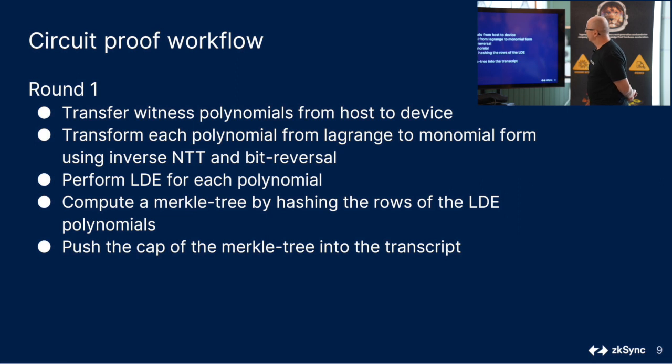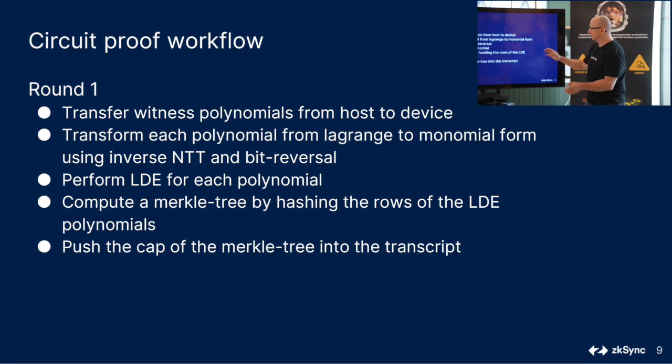I will try to go quickly through this. Round one is just about witness polynomials. We move the polynomials to the host, and do again this transformation. This type of operation you will see quite often. It's almost always the same: from Lagrange to monomial, bit reversal, LDE of a certain degree, depending on whether we do the LDE for commitment or for quotienting.